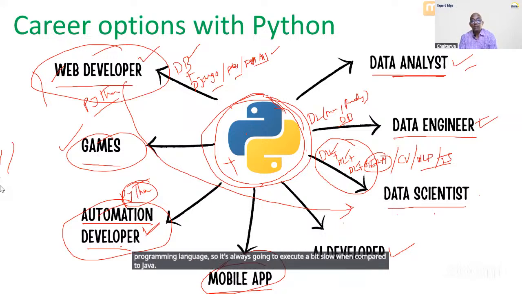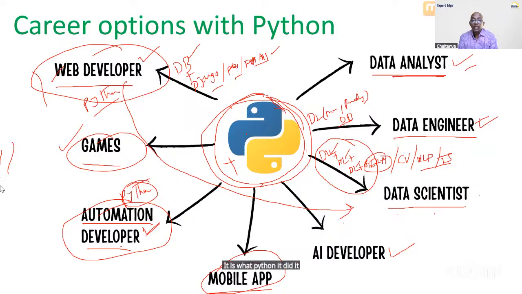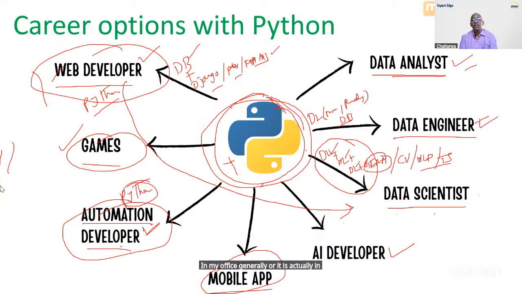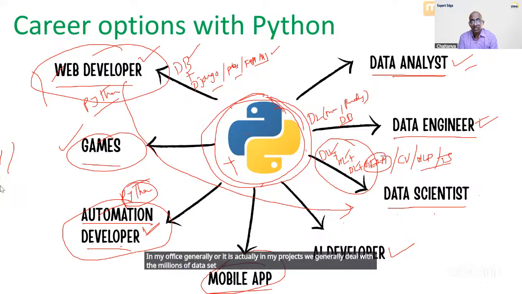So Python, being interpreted, is always going to execute a bit slower when compared to Java, but what Python did is make the code more optimized. All the data science libraries, like scikit-learn, NumPy, and Pandas, are well optimized and run very fast even on millions of records. In my projects nowadays, we generally deal with millions of records: 2 million, 3 million, 5 million. Python code runs very fast because the NumPy and Pandas libraries are very well optimized.